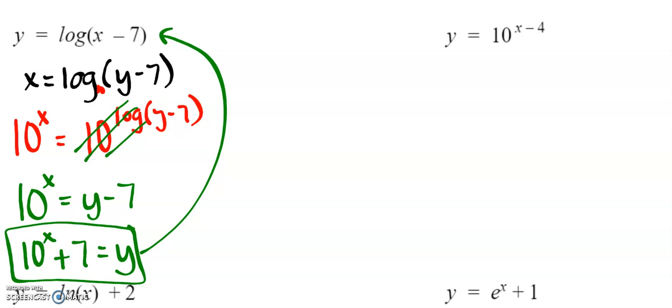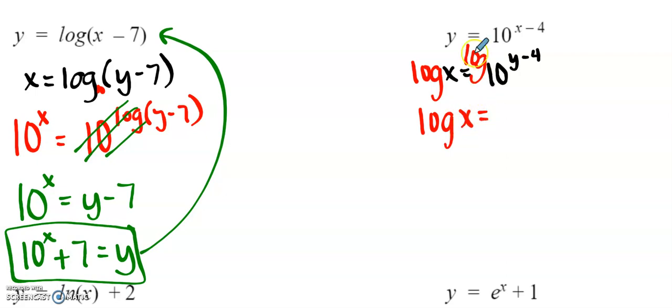Okay, next one. Again, I'm going to start by switching my x and my y. This time I need to get rid of an exponential. Well, to get rid of an exponential, I need to use a log of both sides. So I'm going to take the log of a base 10 on both the left and the right. So I'll get log of x equals log, and 10 and the log are going to cancel, y minus 4, and then I'm going to just add 4 to the other side in order to get my y isolated.